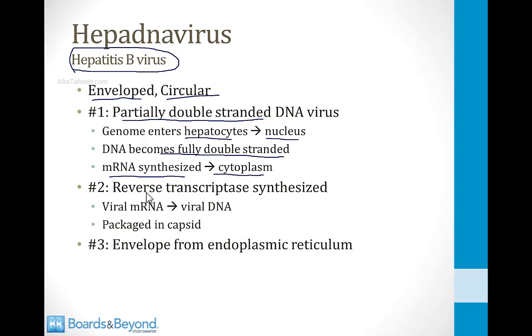The second unique feature is that in the cytoplasm, that mRNA is used to synthesize reverse transcriptase. You may think of this as an HIV enzyme, but it's also important for hepatitis B. Once reverse transcriptase is synthesized, it will use the viral mRNA as a template to make viral DNA, and that viral DNA will be packaged into capsids, which can then make up new virions. And then finally, the third unique feature of hepatitis B is that it gets its envelope from the endoplasmic reticulum. Most viruses get their envelope from the cell membrane, but hepatitis B is different. It's the only one you really need to know about that gets its envelope from the endoplasmic reticulum.